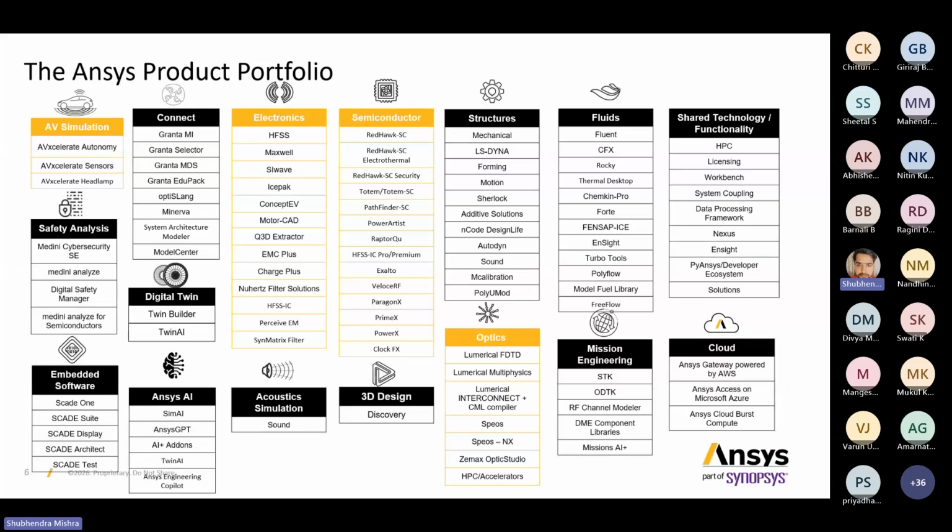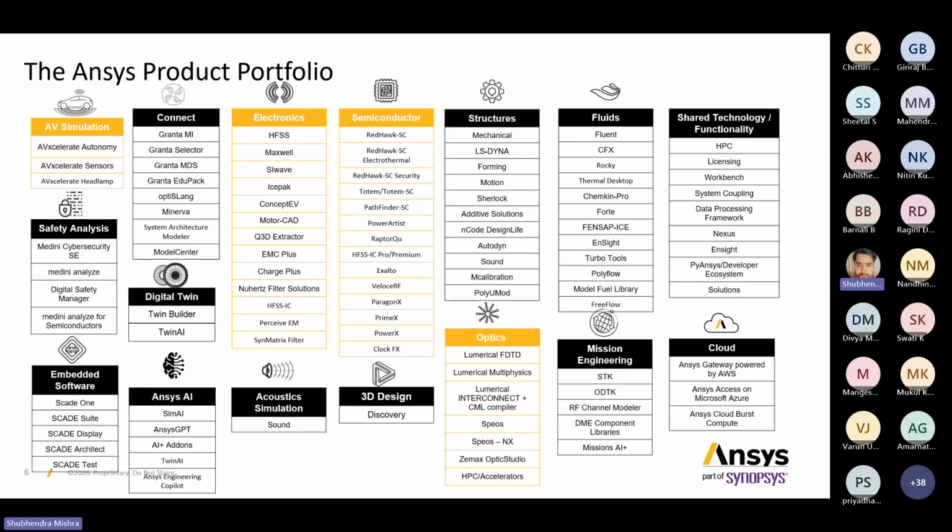When I talk about AV simulations, in AV simulation we can do the simulation of the sensors and all. When we move to safety analysis, there's medini, which tells you the safety regulations and all. For that type of analysis you can do. We have Granta tools where we can analyze the material or do the optimization phases you want. All those things are possible in the Granta tools. Embedded tools are there, and electronics tools.